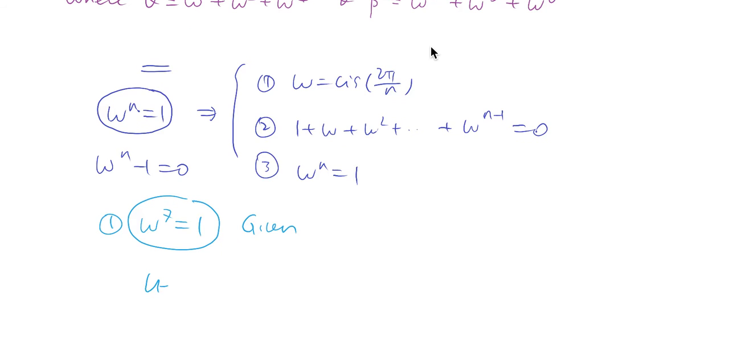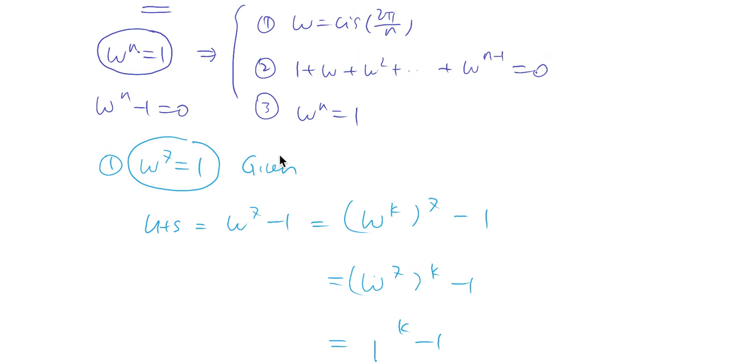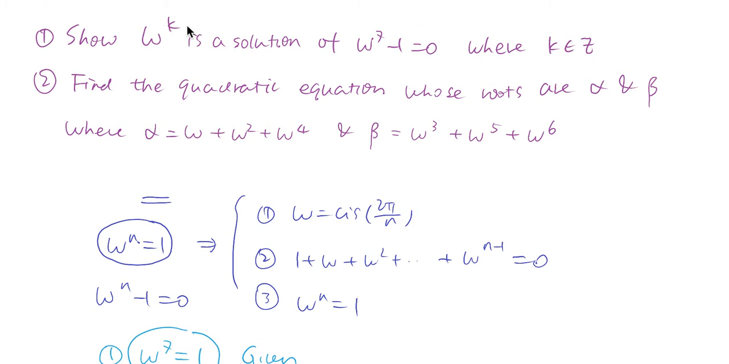The left hand side equals w to the power of k, all to the power of 7, minus 1. Then using index laws, we can switch those two positions. So w to the power of 7, all to the power of k, minus 1. W to the power of 7 is 1, we just said it. So it's 1 to the power of k minus 1, which is 0, which equals the right hand side. So w to the power of k is a solution, if k is any integer.